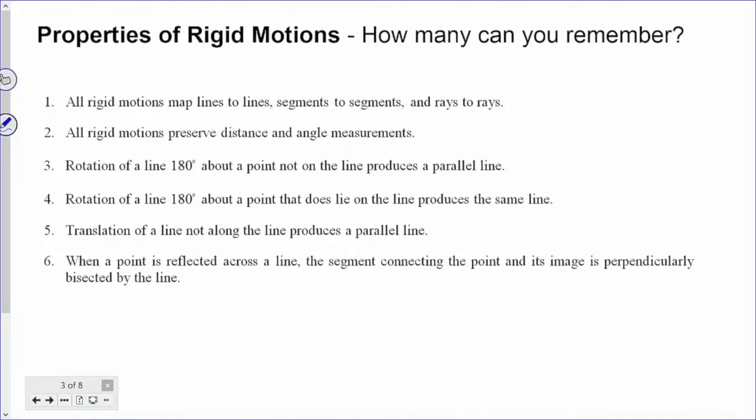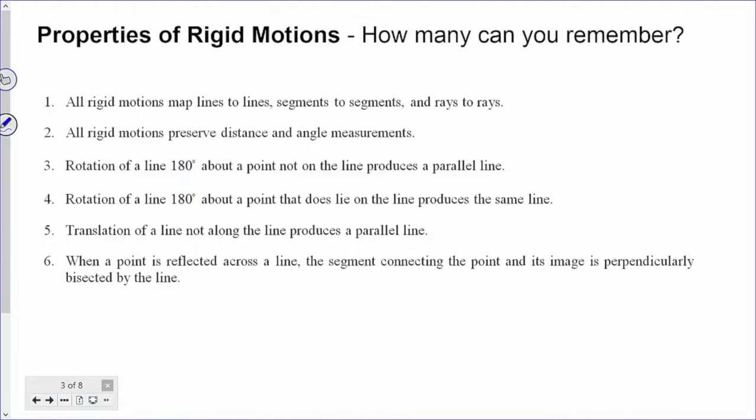Now let's get into some that are very specific. Number three, rotations of a line 180 degrees about a point not on the line produces a parallel line. That's a very, very important property. If I ever rotate a line about a point not on the line by 180 degrees only, then it'll produce a parallel line. On the other hand, number four says rotation of a line 180 degrees about a point that does lie on the line simply produces the same line. That one's not quite as important, but it could come up.